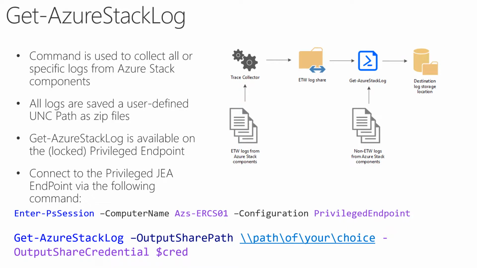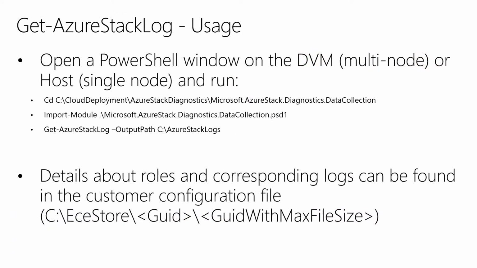So Enter-PSSession is used to connect to our privileged endpoint. Here again, the example from our Azure Stack Development Kit. And then we use Get-AzureStackLog to write all logs to an SMB path of our choice. A few more details around it. I'll not explain these things in detail.